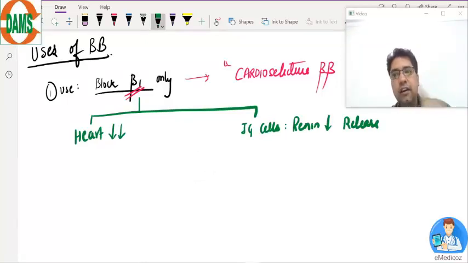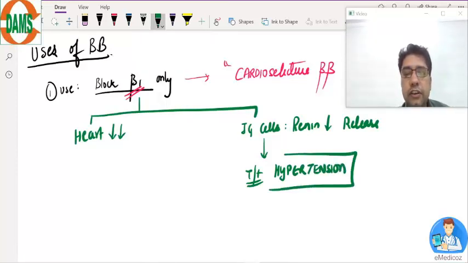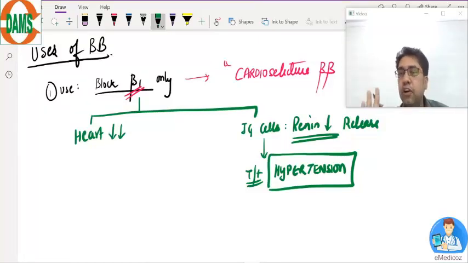And you know that the RAS system, renin, angiotensin, aldosterone system, increases blood pressure in our body. Hence, beta blockers are given for the treatment of hypertension. Why are beta blockers used in the treatment of hypertension? Because beta blockers decrease the renin release from the kidney, and a decrease in renin release decreases blood pressure, because the RAS system is the main system in the body which increases our blood pressure for very long term.